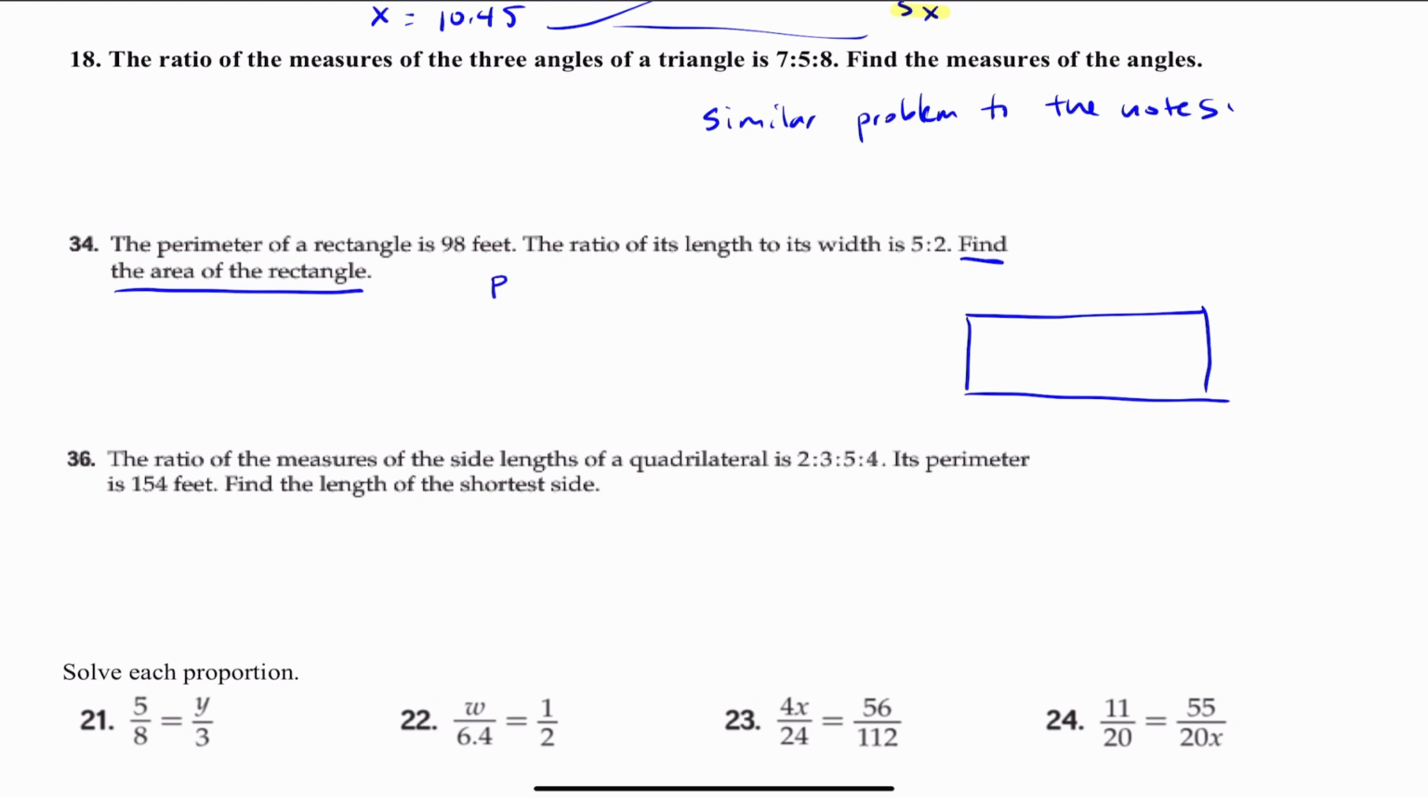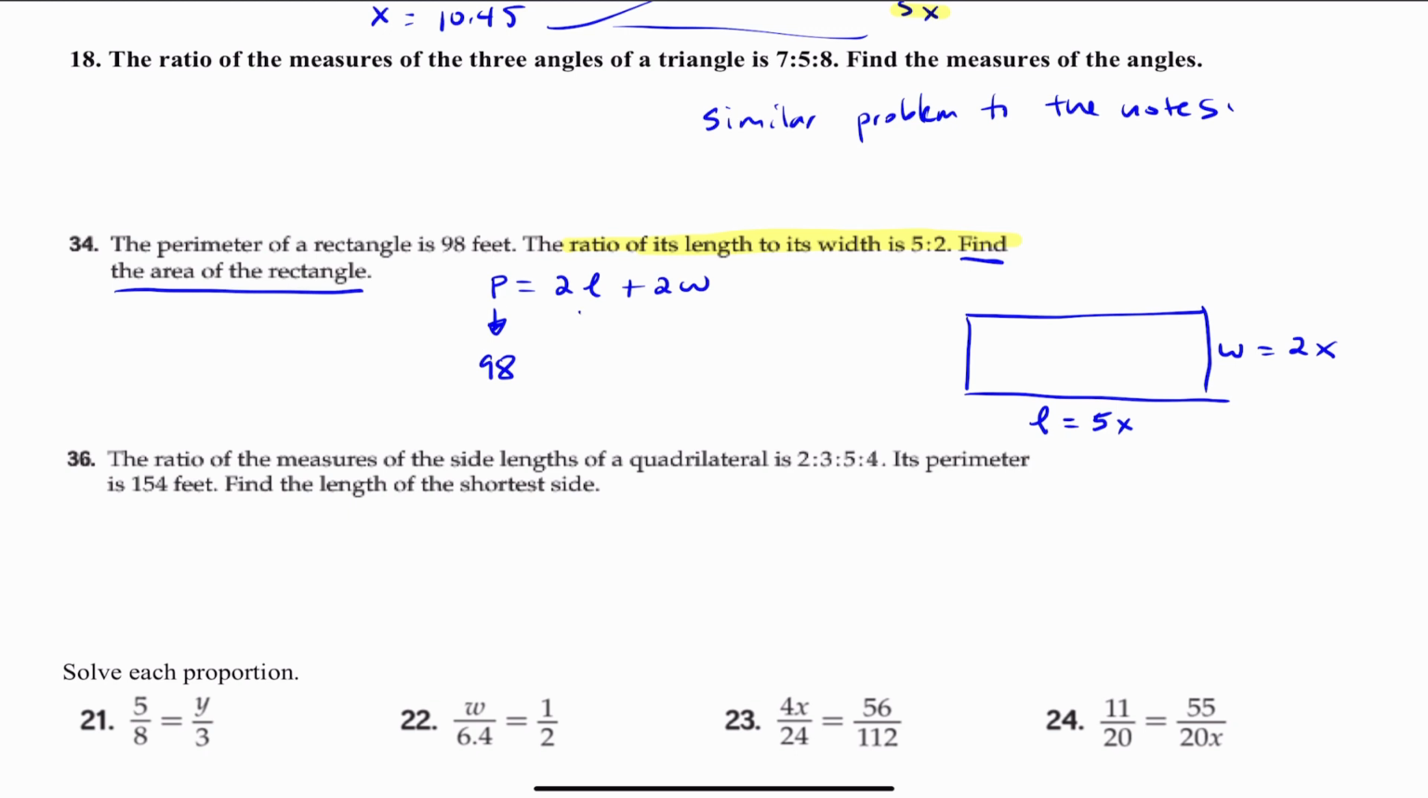All right, so the perimeter of a rectangle is 2 times the length plus 2 times the width. We know that the perimeter is 98 feet. So I've got to figure out what L and W are. Know that the ratio of the rectangle's length to its width is 5 to 2. So let this be L. That's my length, and this is my width. Okay, that's W. The length is going to be 5x, and the width is going to be 2x. So we already know what L is, and we already know what W is.